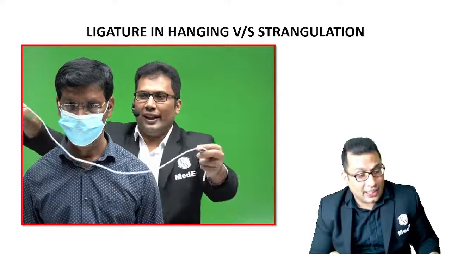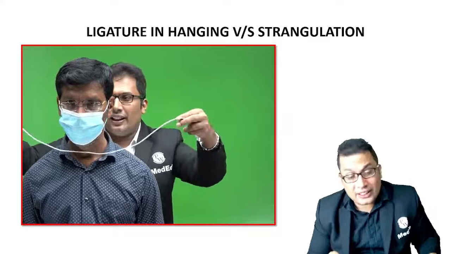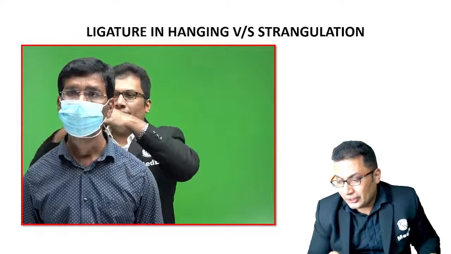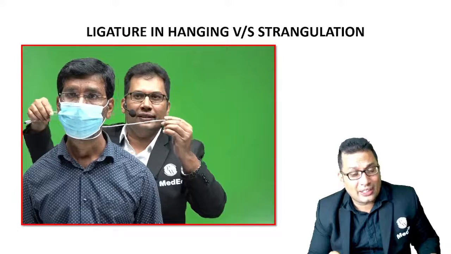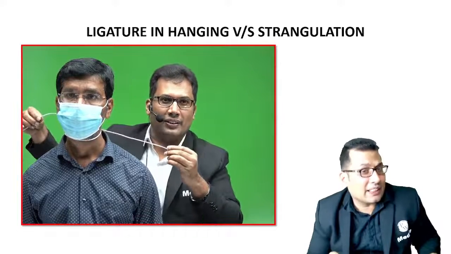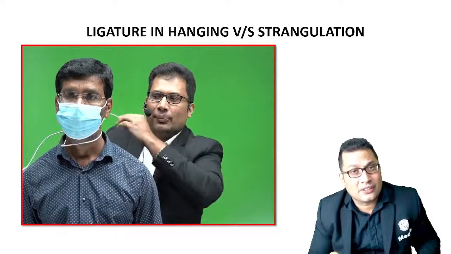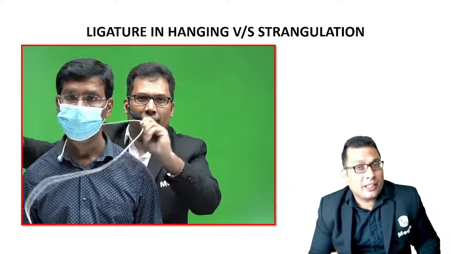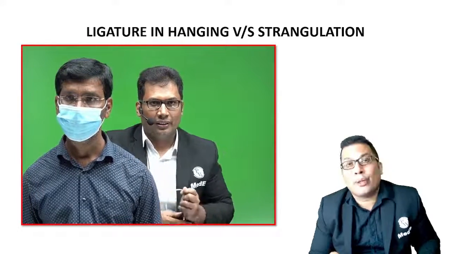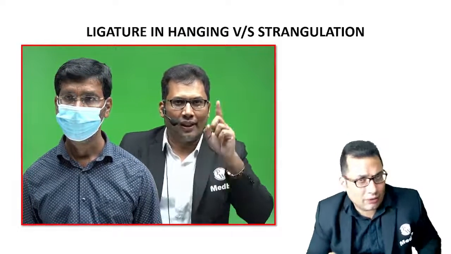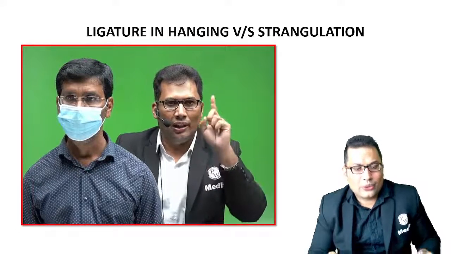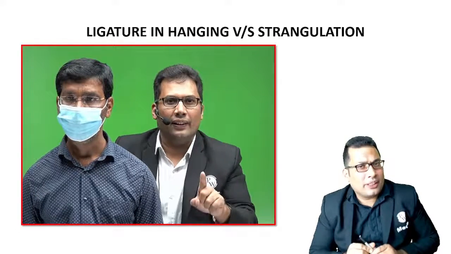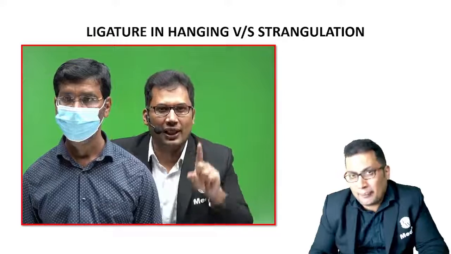But in case of strangulation, look at this. This is strangulation, which I am showing here. In strangulation, it completely encircles the neck and it is transverse. There will be soft and reddish ligature mark, with multiple hemorrhages, bleeding at the site of the ligature mark. So this is a very commonly asked topic in your exam.